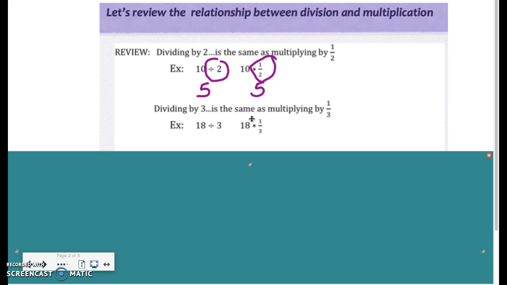Same thing if you're going to divide by 3. It's the same thing as multiplying by 1/3. And 18 divided by 3 is 6. And 18 times 1/3, or 1/3 of 18, is also going to be 6.